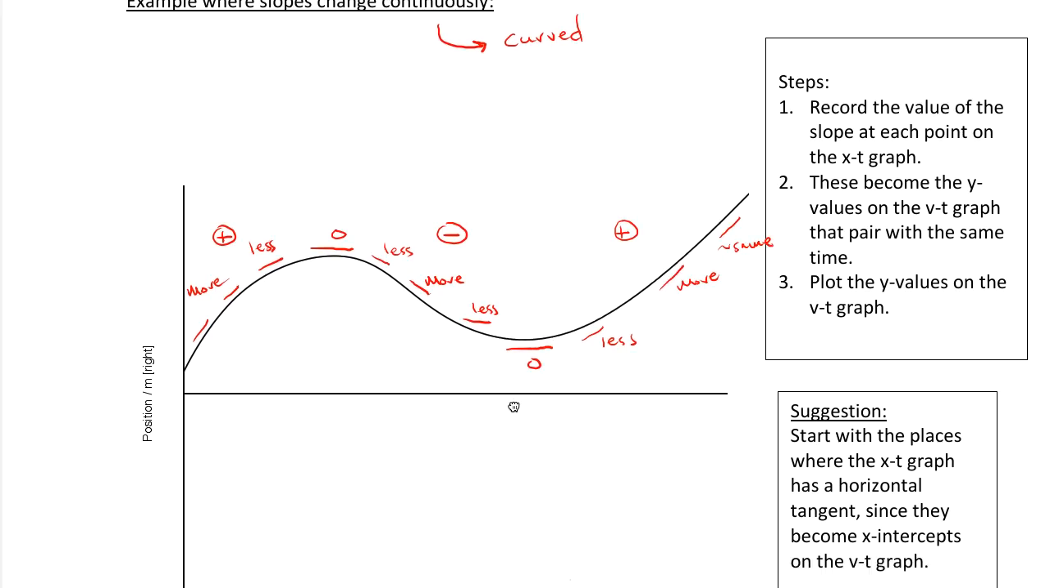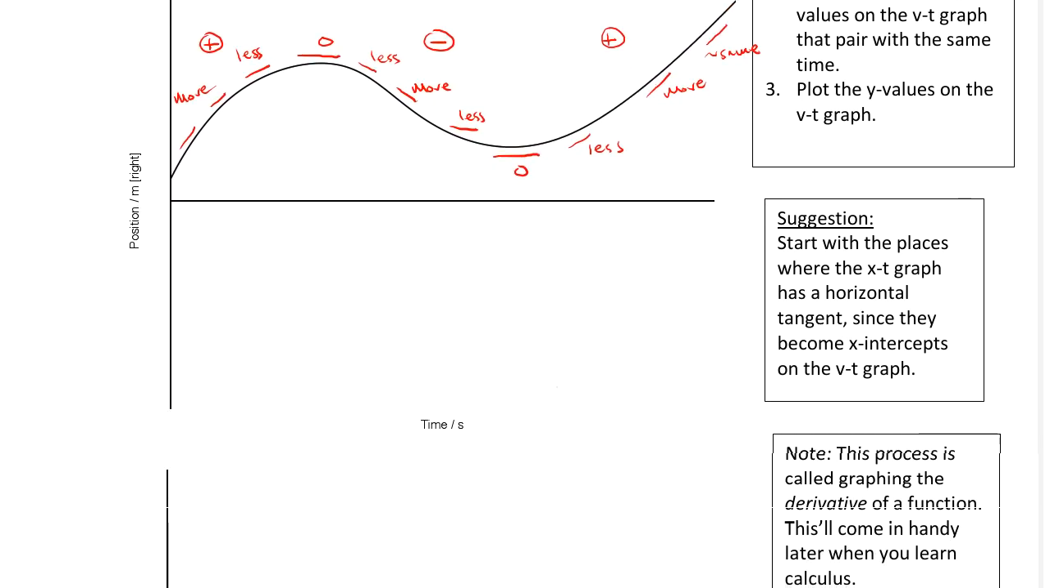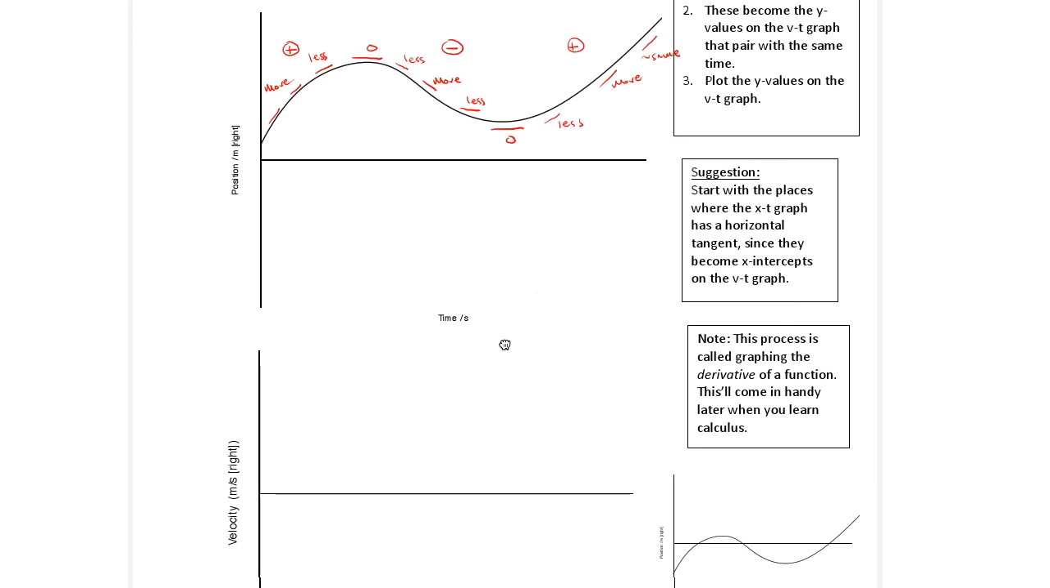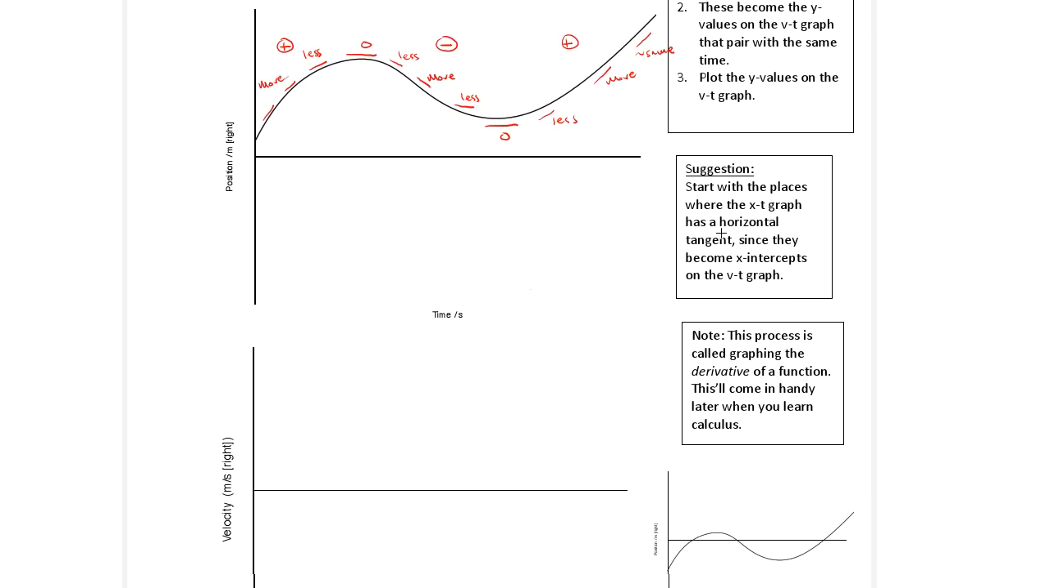Now all of those slopes we're going to transfer to the y values. I'm going to zoom out a bit so that we can put these both together. Now, the easiest thing, as we just did there, is to always start with the places where the position time graph has a horizontal tangent, because those are going to be y values of 0 or x-intercepts on the velocity time graph. So if I imagine dropping down into this graph that's lined up below, I'm going to have x-intercepts here and here. And I know that I need more positive y values and then less positive y values on the velocity time graph because I had more positive and less positive slopes up here.